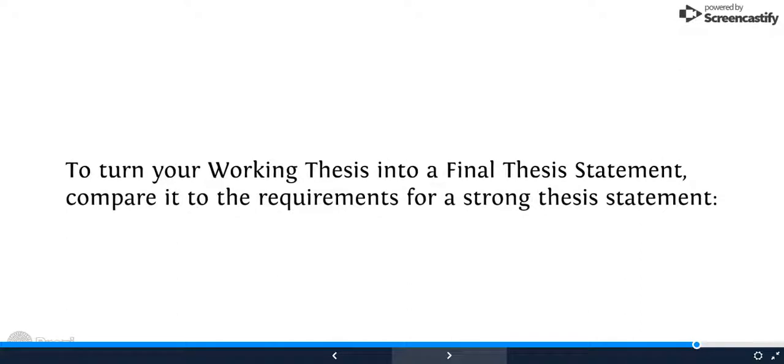So just make sure that you're continuing to work on your strong thesis statement. Write down any questions that you have and start working on your thesis statement tonight while you have time.